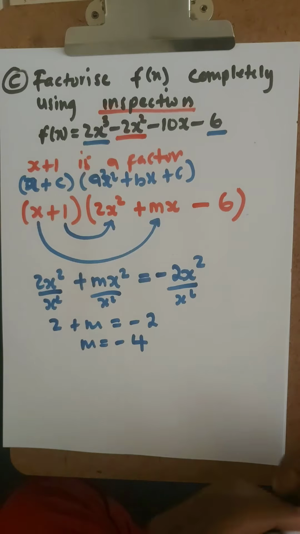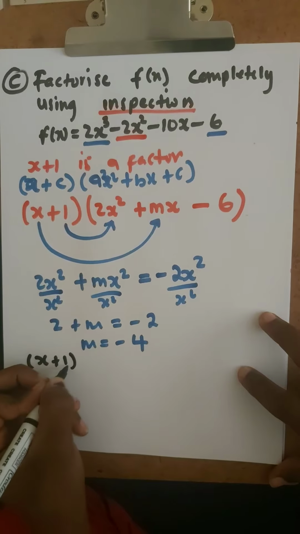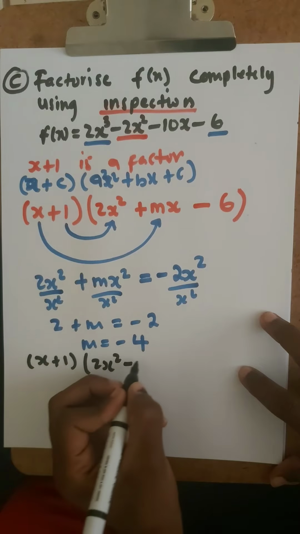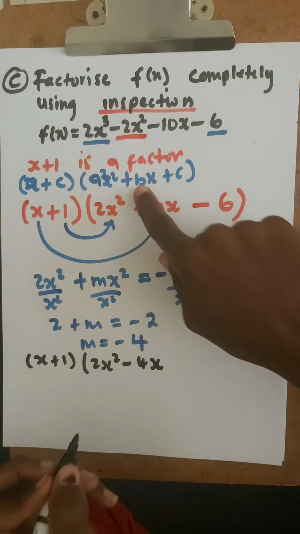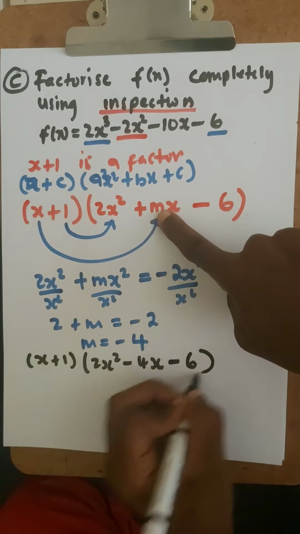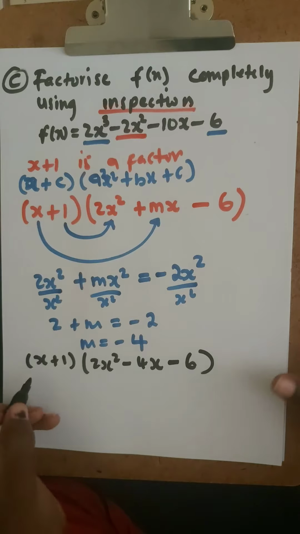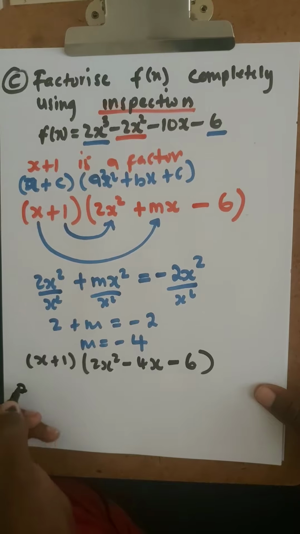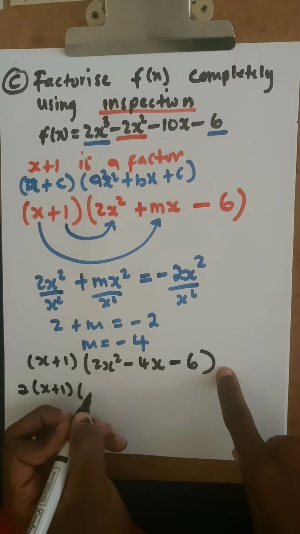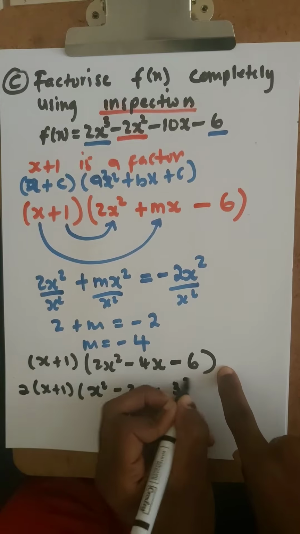Then we have x plus 1, 2x squared minus 4x. You substitute m. Minus 4x minus 6, like the previous one. Then you take out the common factor, 2, from 2x squared minus 4x minus 6. That gives x squared minus 2x minus 3.